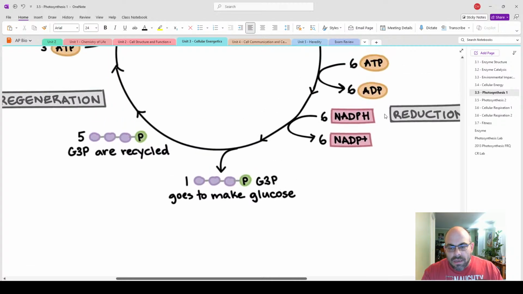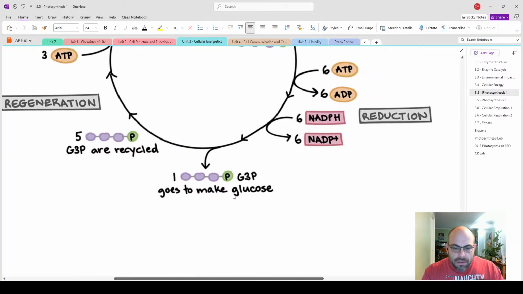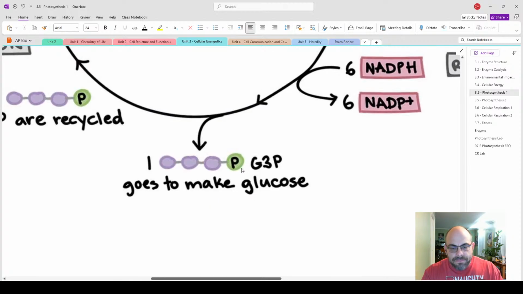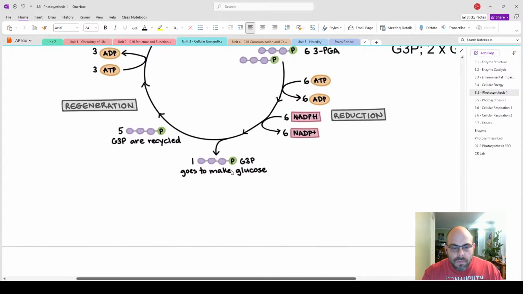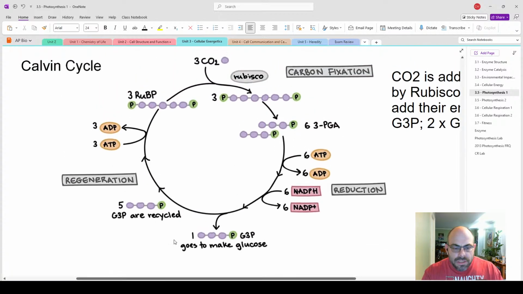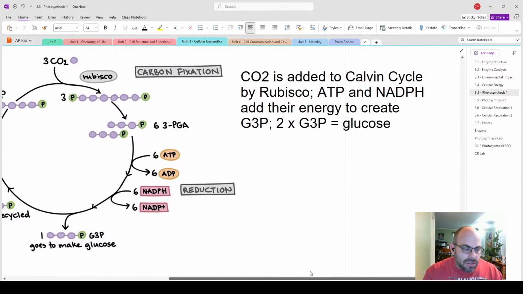NADPH adds its electrons, becomes NADP+, goes back to light dependent. ATP adds a phosphate, becomes ADP, goes back to light dependent. And you have these things called G3Ps. You need 2 G3Ps to make a glucose, right? And then this whole system is recycled again to start over the Calvin cycle, which isn't that important for us. Calvin cycle is actually like 2 sentences as far as AP is concerned.